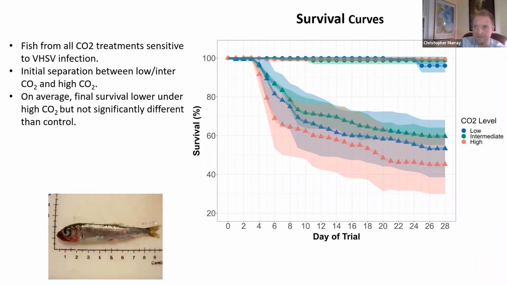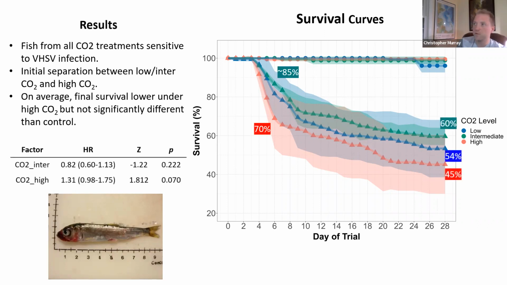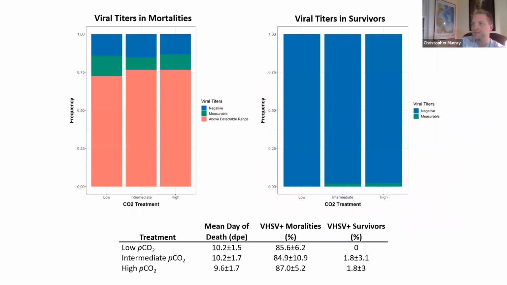What we found was pretty interesting though. Immediately, there was a huge decline in survival in the fish from high CO2. So by day 6, it had dropped to 70% survival relative to 85% under the control intermediate CO2. Over the course of the weeks, there was basically a leveling off of mortality under the high CO2 line, whereas mortality sort of continued to pace under the control tanks. By the end of the experiment, there was, on average, higher mortality in that high CO2 tank, but statistically not different than the other 2 treatments.